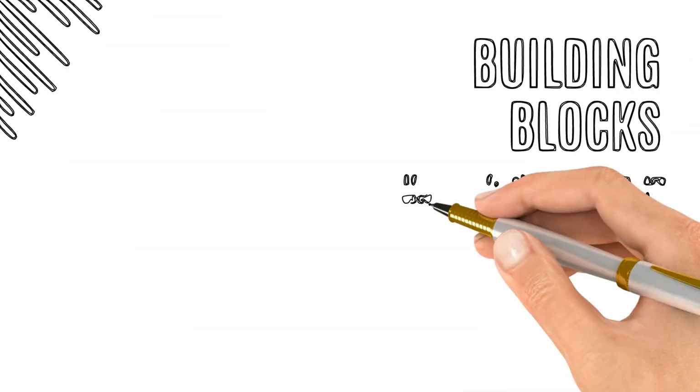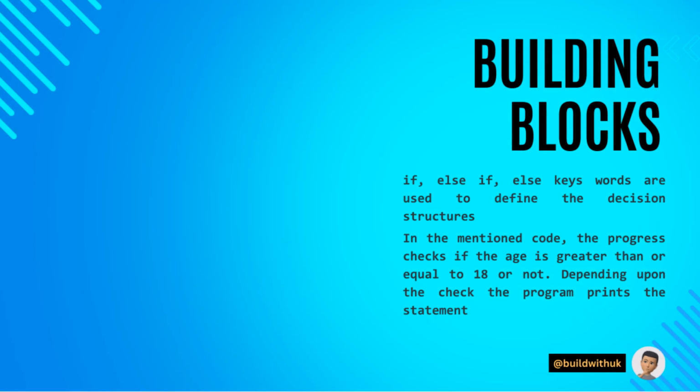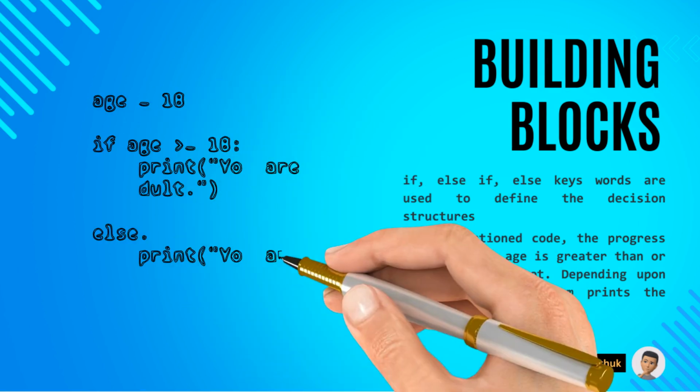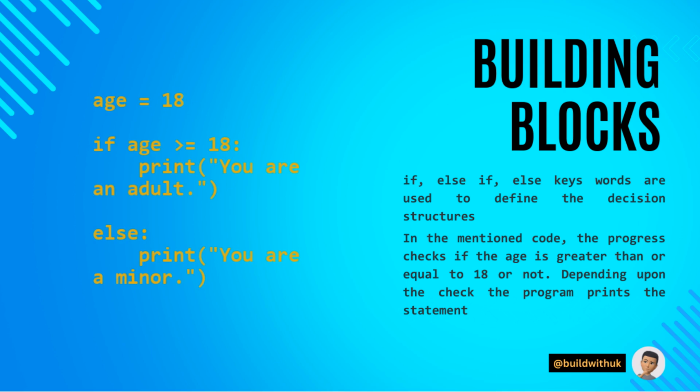The building blocks of decision-making are conditional statements like if, else if, and else. These statements allow the program to decide which block of code to execute based on conditions. As you can see here, the program checks if the condition age greater than equals 18 is true. If it is, the message "you are an adult" is printed. If not, the program prints "you are a minor."